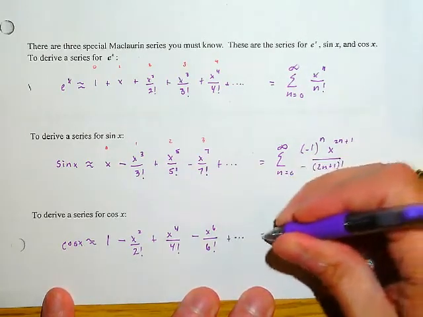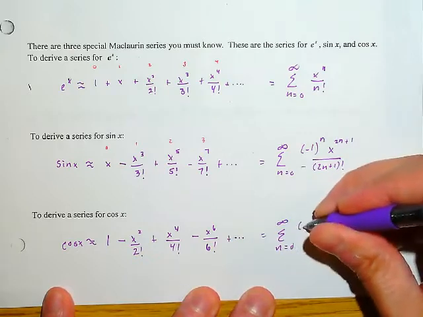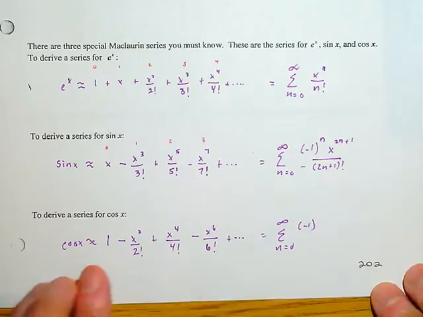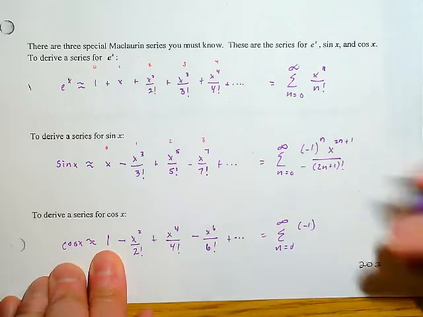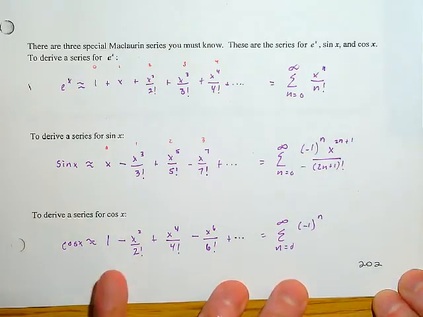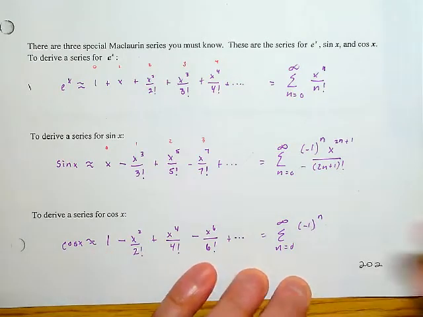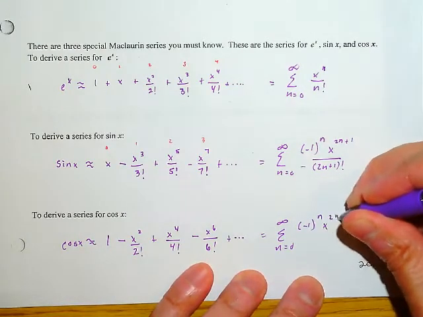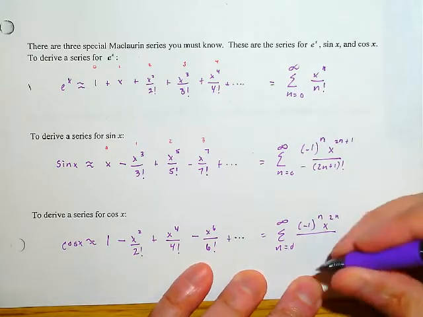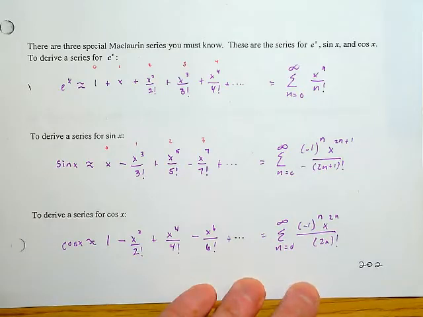Dot dot dot equals the sum n equals 0 to infinity. I have a -1. The first term is positive, so again, -1 to the nth power is going to work. Then I've got x to the 0, x to the 2, 4, 6. This is x to the 2n, isn't it? Over 2n factorial.